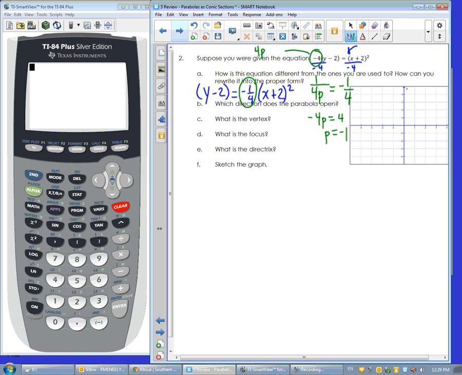All right, I can tell in this equation, since the x term is being squared, that this is a vertical parabola. And since p is -1, I know it has to open down.